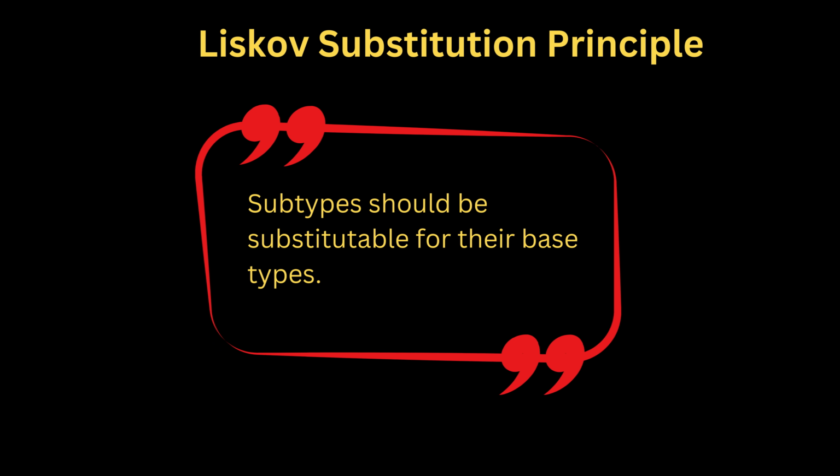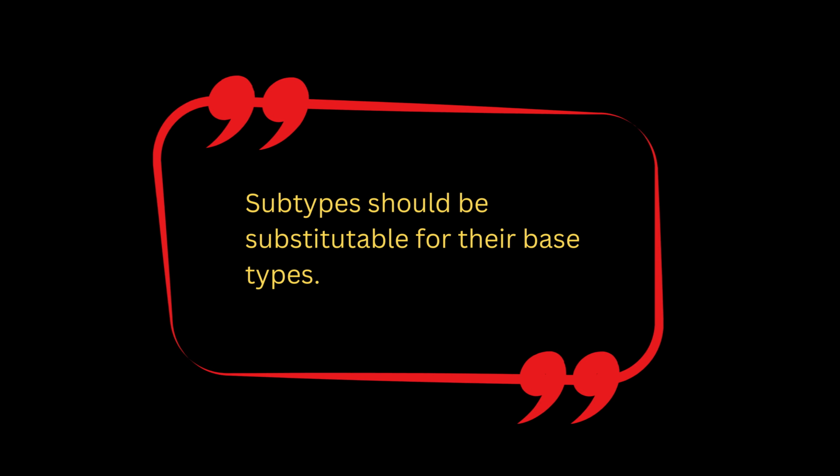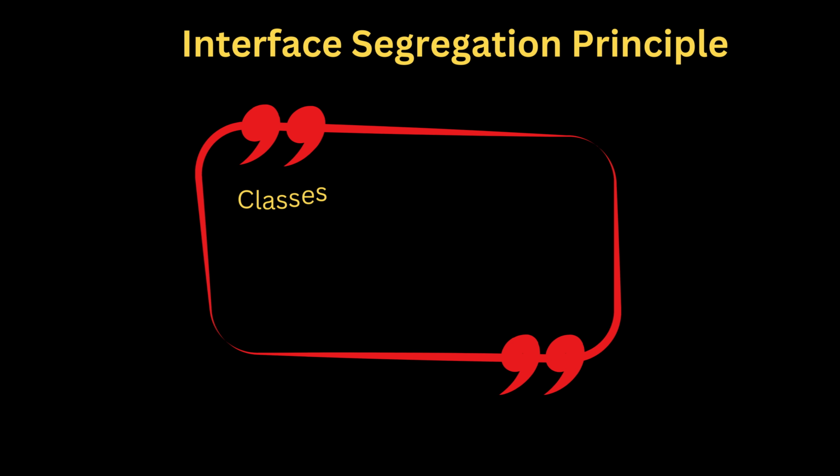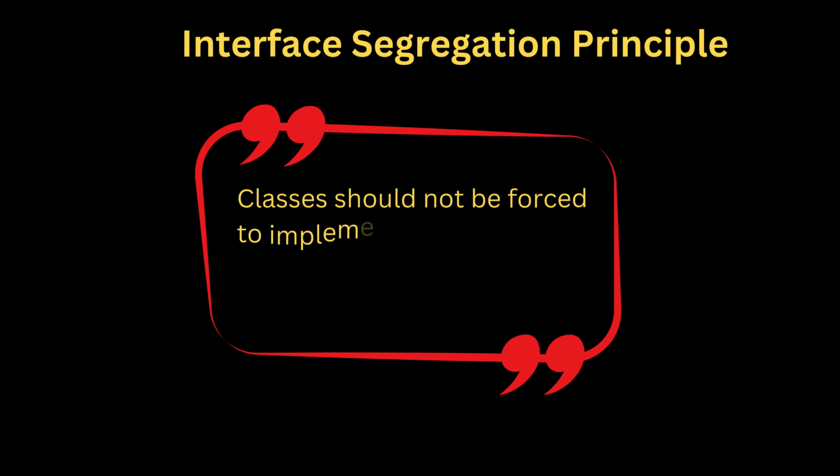Liskov substitution principle. Subtypes should be substitutable for their base types. According to the Liskov substitution principle, the design on the left-hand side is wrong because penguin and bird classes are not interchangeable due to the fact that penguins cannot fly. However, the design on the right-hand side is valid because penguin class doesn't inherit the fly method, avoiding breaking the principle.